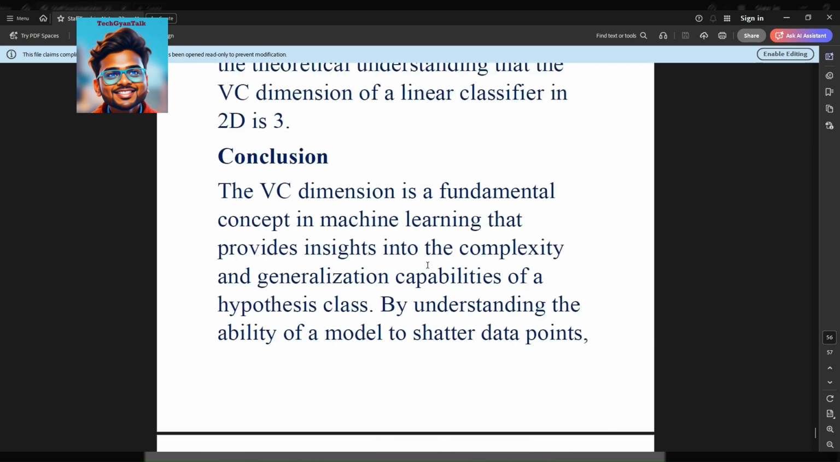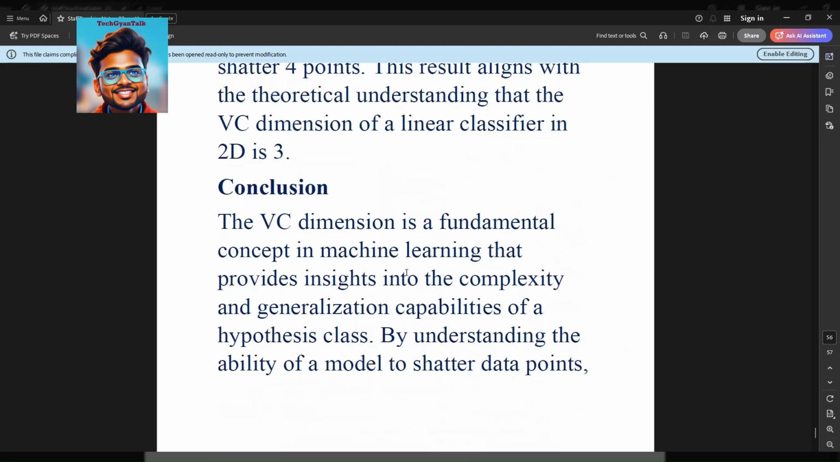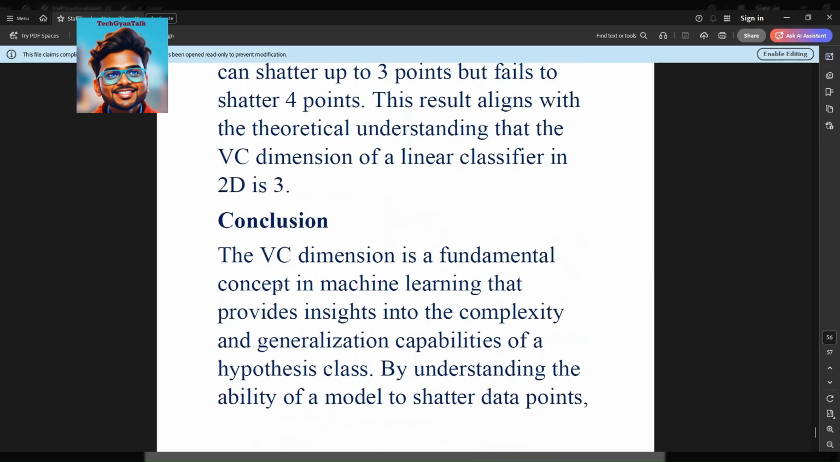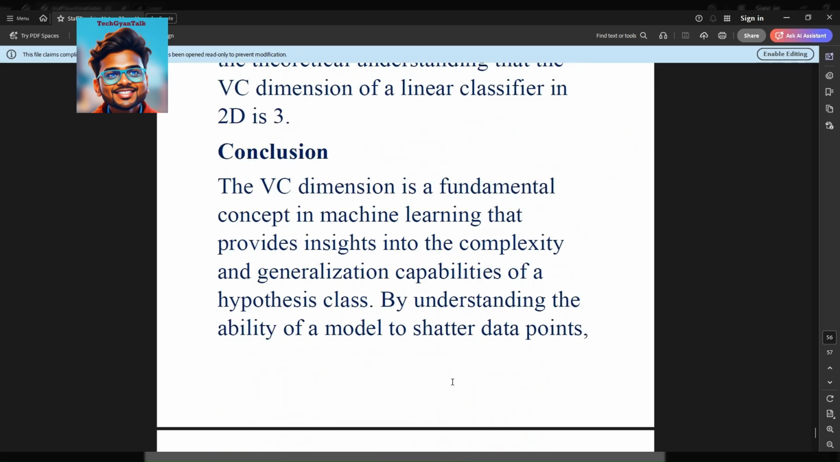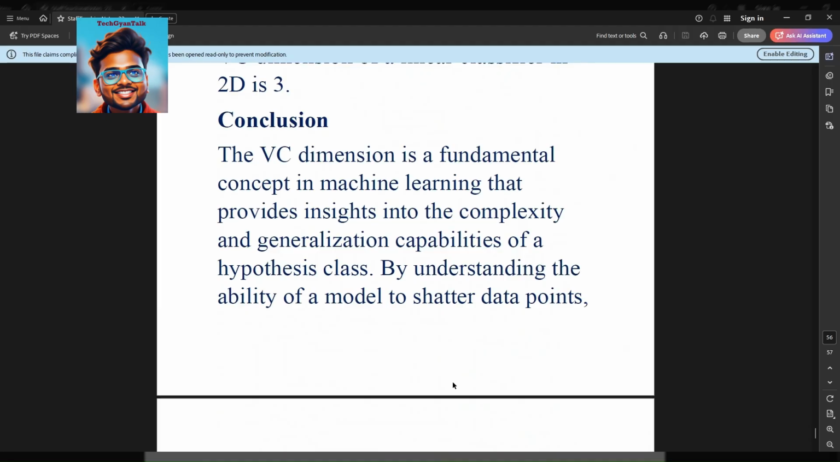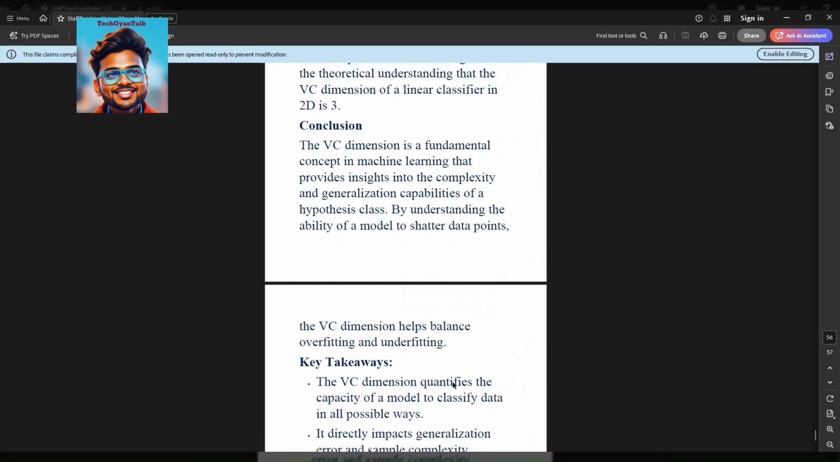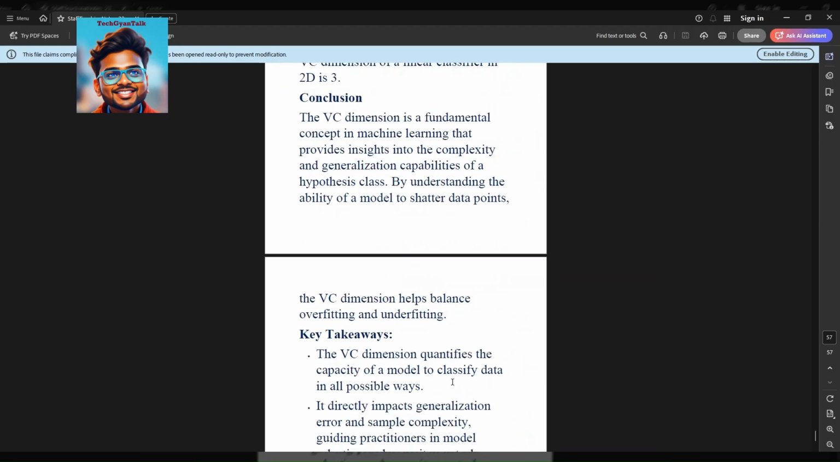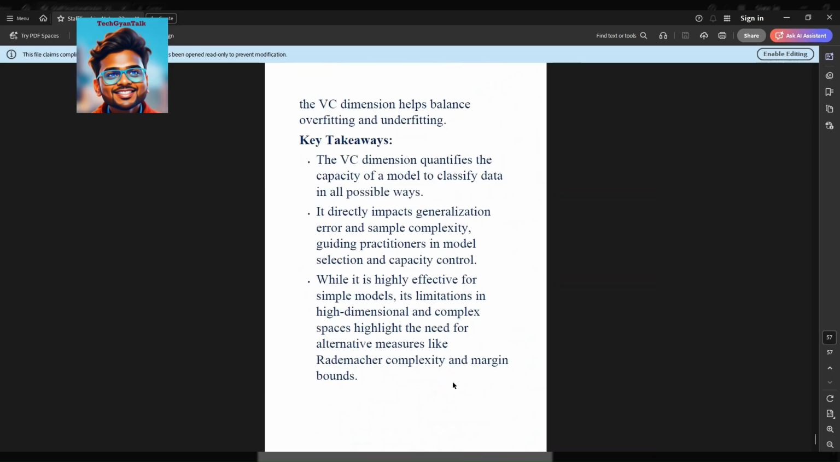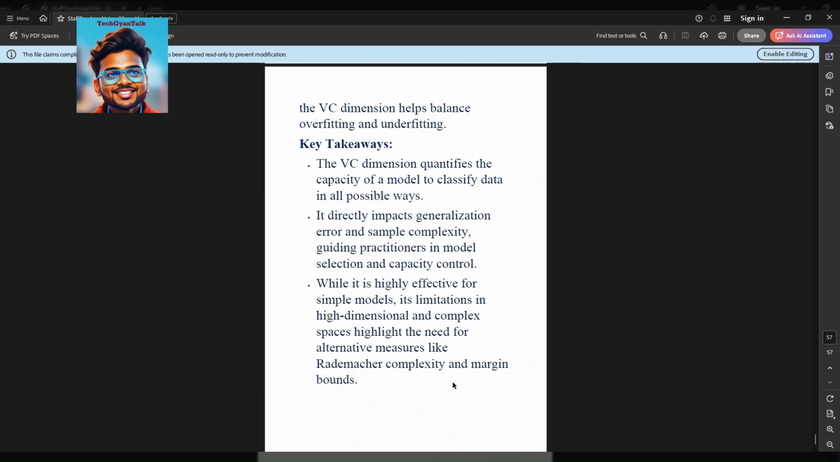So, the conclusion is the VC dimension is a fundamental concept in machine learning that provides insight into the complexity and generalization capabilities of a hypothesis class. By understanding the ability of a model to shatter data points, the VC dimension helps balance overfitting and underfitting. So, these are the key takeaways. You can take it from this.